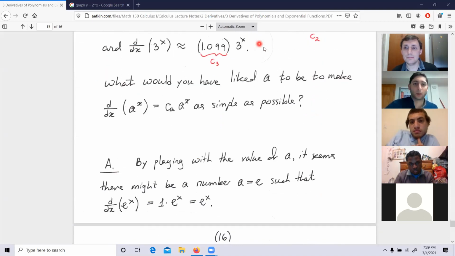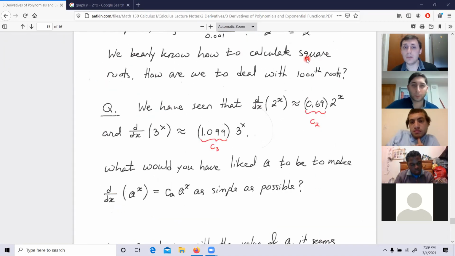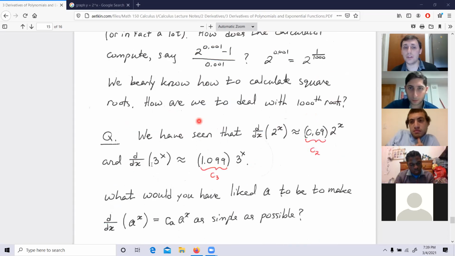Professor, do you mind just explaining again why you want it to be 1? Well, because you look at it, if for 3 to the x, do you see that you are multiplying by a number that's not 1? Multiplying by 1 is very easy.